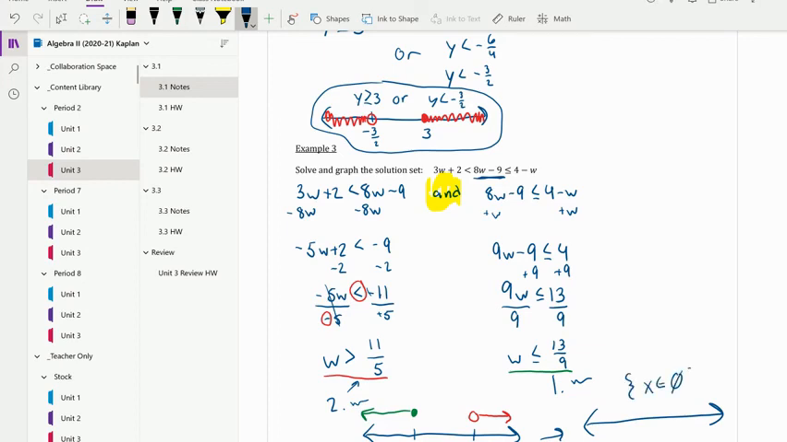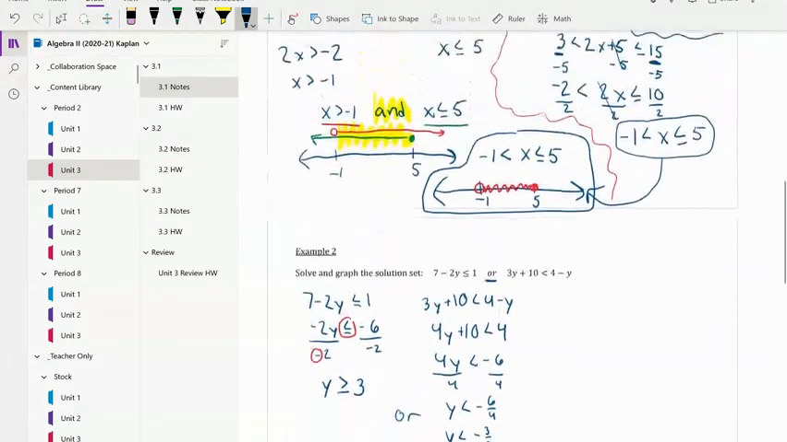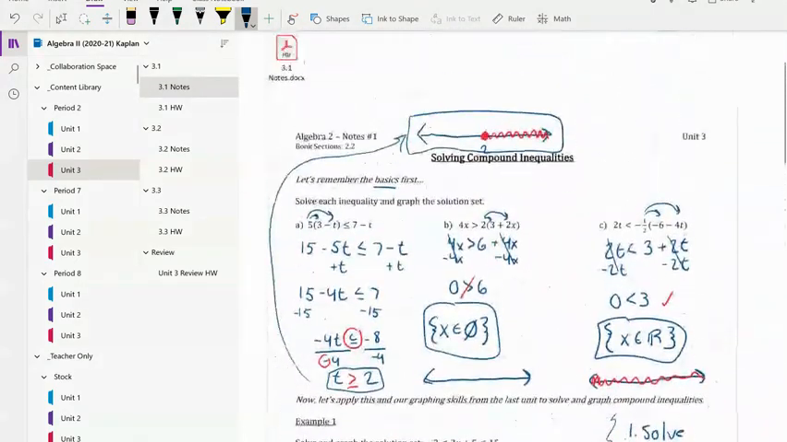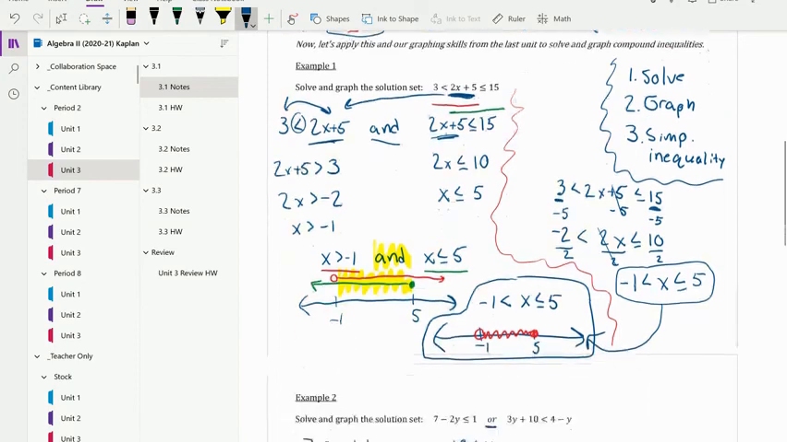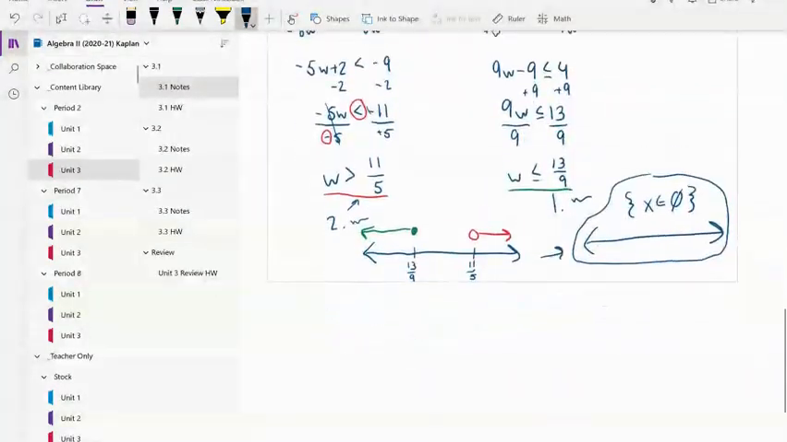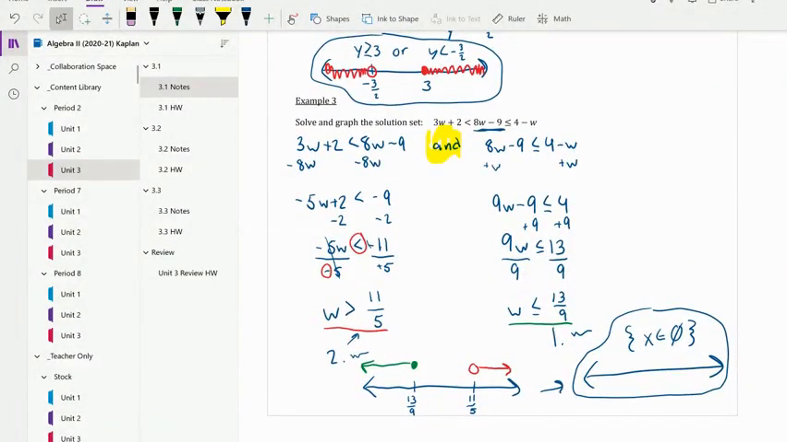So that's why we don't circle our answer right after we solve, because a lot of times, once we solve and graph, we might come across something like no solution or all real numbers or things of that nature. So that is your solution for that one. And with that, we now have the basics of solving compound inequalities. Remember, solve it first, then graph it, just like we did last unit, and then simplify the inequality into whatever you can simplify it to. But those are your basics of solving compound inequalities. Very nice job.